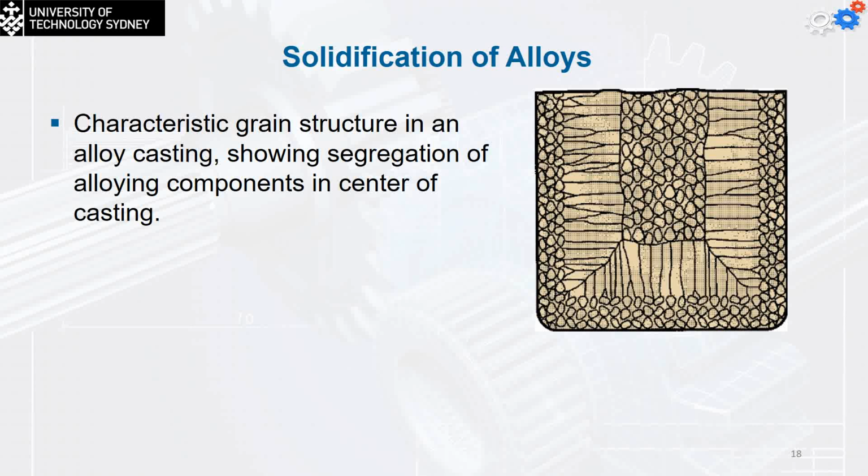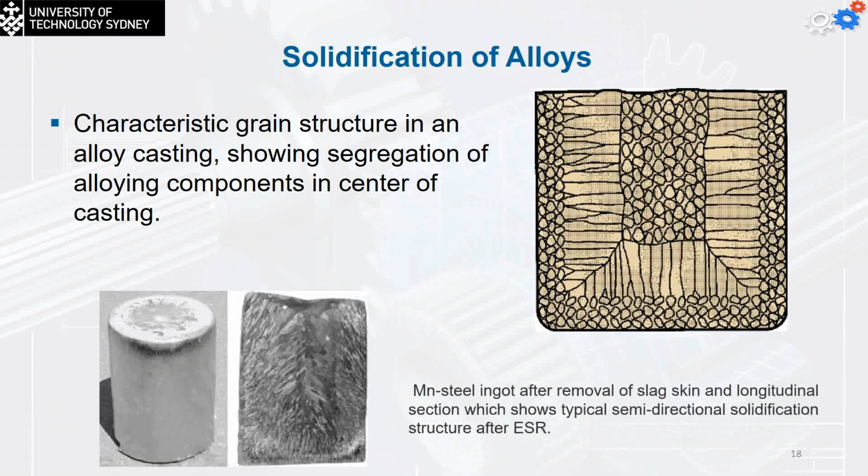So the characteristic structure in the alloy casting shows the segregation of the alloying components at the center of the casting. If I cut the part, it's going to show up like that. This is a magnesium steel ingot after the removal of the slag skin from the surface.